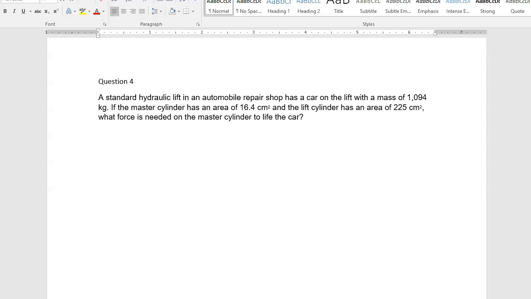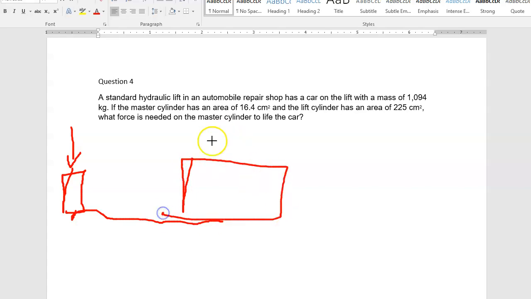In problem 4, we have a standard hydraulic lift. In a standard hydraulic lift, you've got a master cylinder somewhere. You've got a motor that's pressing down on the master cylinder, and that feeds a hydraulic system. And then you have a much larger cylinder that's actually under your car.